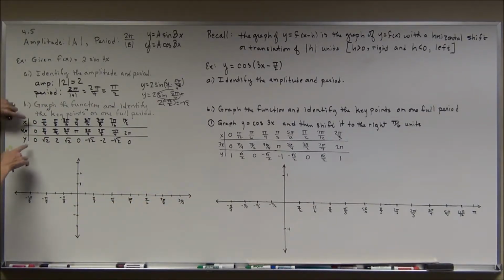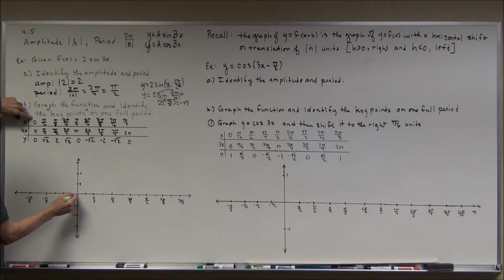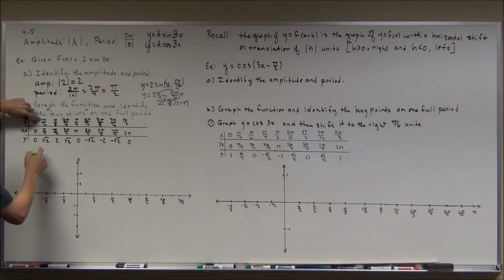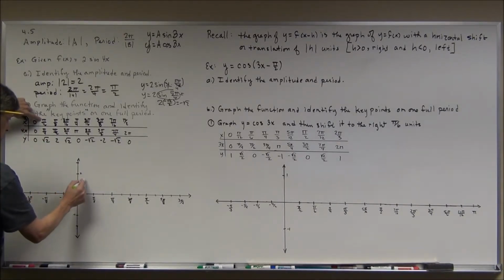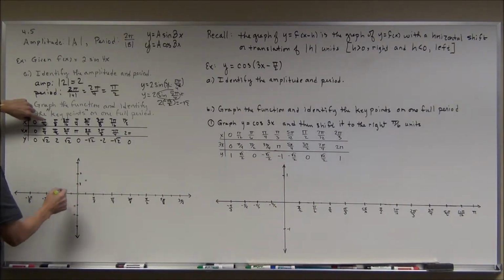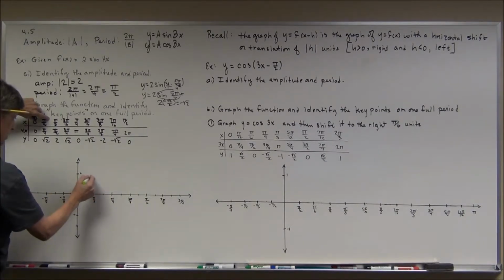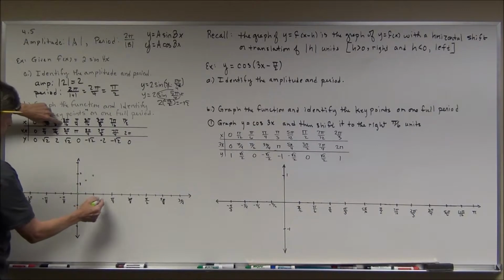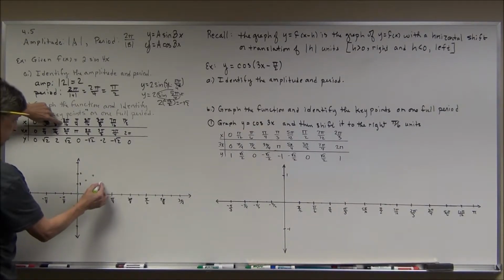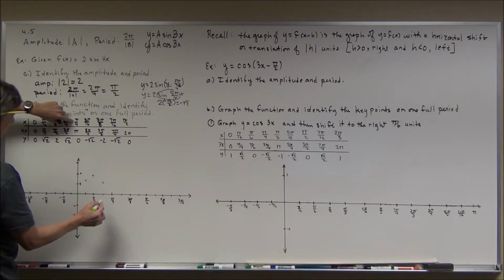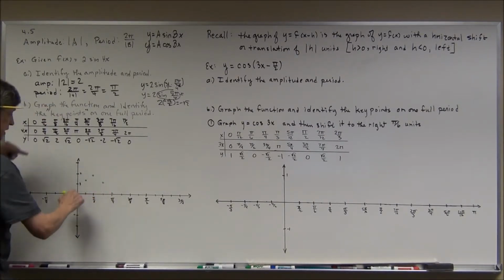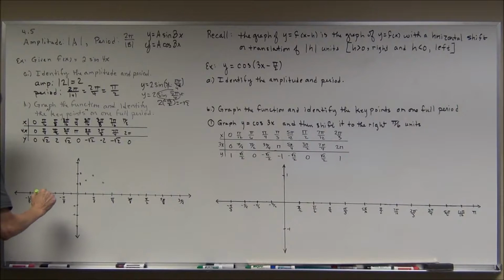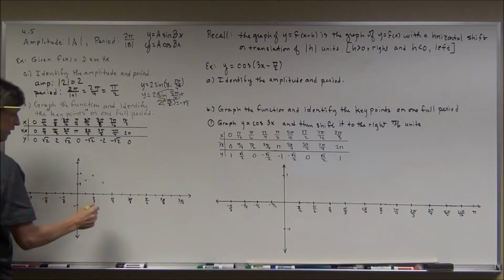So I'll graph 0, 0. I'll graph pi over 16, square root 2. Now that's about 1.414. So about here, give or take. Pi over 8, 2. 3 pi over 16, square root of 2, so back down to about 1.414. And then pi over 4, 0. Do you see the first part of my wave for the sine function?